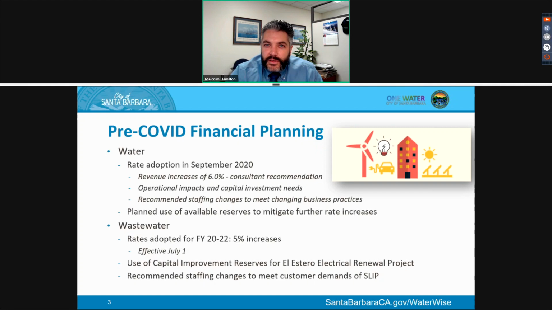Now, wastewater is in a slightly different position. It does not have excess reserves. We have actually dipped into our capital project reserves to fund the Ellistair Electrical Renewal Project. The purpose of that was to get the project far enough along that we would be competitive for a low interest loan from the State Revolving Fund program. In addition, wastewater also has recommended staffing changes to meet the enhanced demands from the public for the SLIP program. Next slide.